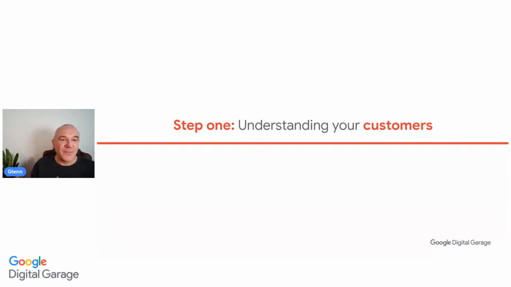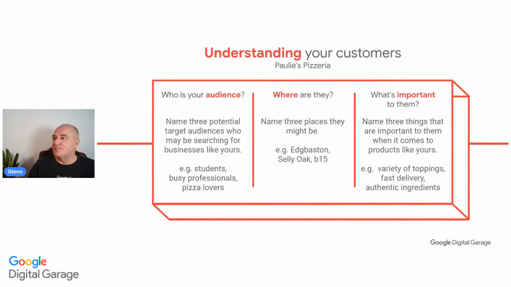Now, we're just going to have a look at audience. Who are they? What's important to them? You have to start to get perhaps into the mind of your customers and your audience to know and to speak to them appropriately, to speak to them in the right tone, and to be essentially appealing to them. So in terms of understanding our customers, now we're back to the Pauli's Pizzeria example. We have to look at who our audience is. So who might be three potential target audiences for a pizzeria?